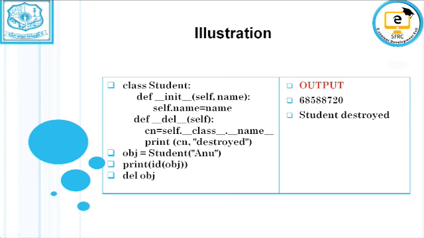So I have created only a single object and the argument being passed is anu, print id. The id helps to display the memory location where the object is created. So the id specifies the location where the object is created for the corresponding student named obj. Del obj helps to delete it, since the object is not referenced anywhere else. So it displays that the student object is being destroyed.